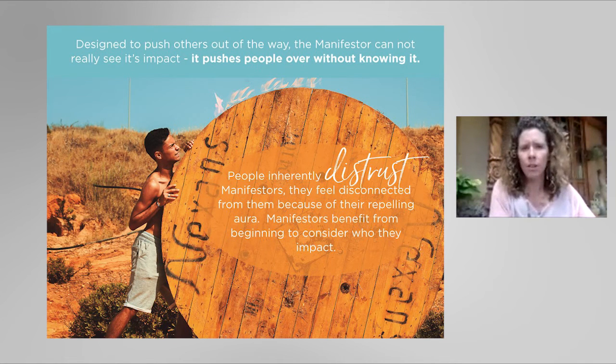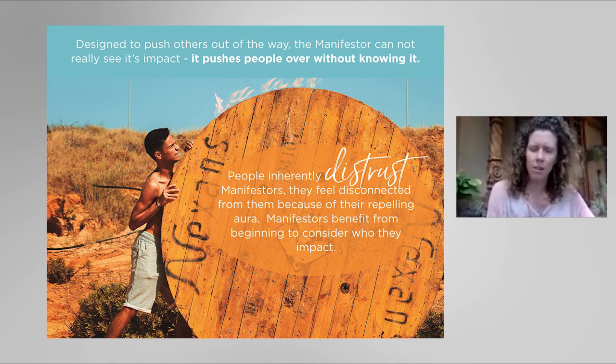Manifestors aren't really here to know themselves. They're here to know their impact and to learn about the impact that they have on others. Whereas a generator is really here to explore themselves, to learn about who they are. A manifestor doesn't care about who they are. The manifestor cares about what they're doing. They care about how they're moving in the world, what the impact is on other people. And seeing their impact is what's going to be most interesting to them.